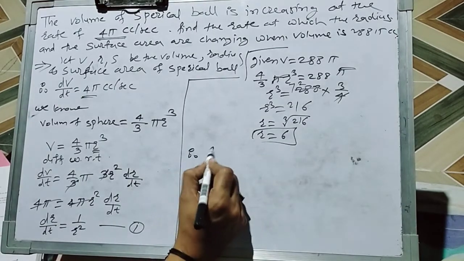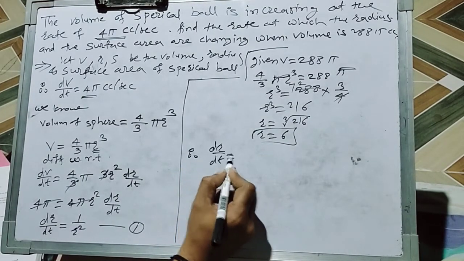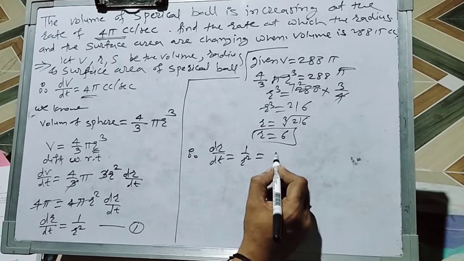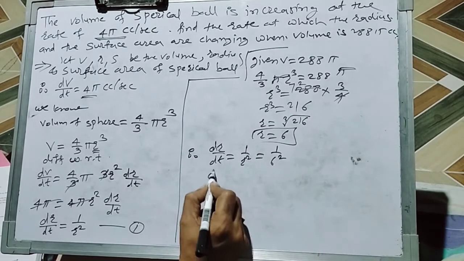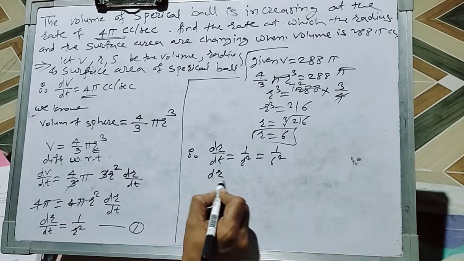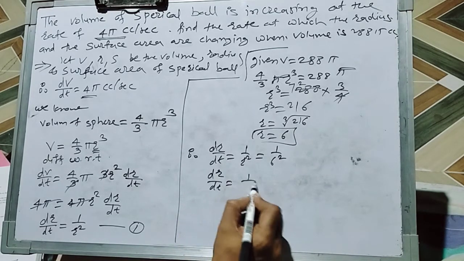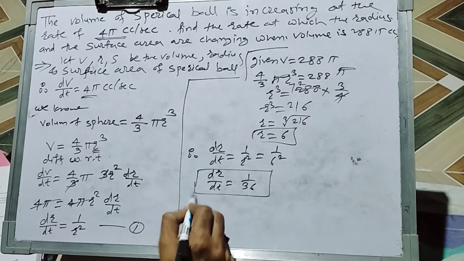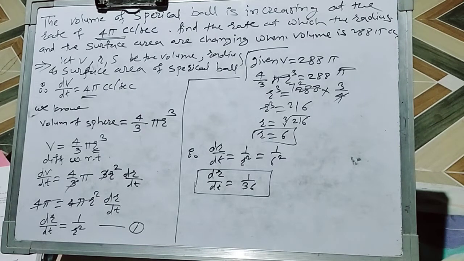So therefore dr by dt is equal to 1 divided by r square. Now r is equal to 6. It means 1 divided by 6 square. So here dr by dt is equal to 1 divided by 36. So therefore the radius of the spherical ball is increasing at the rate of 1 divided by 36 centimeter per second.